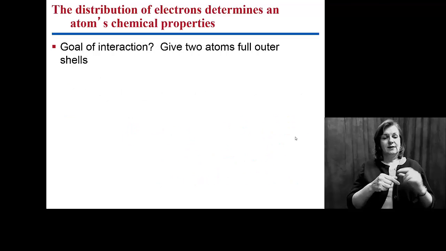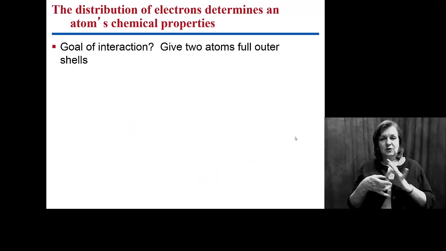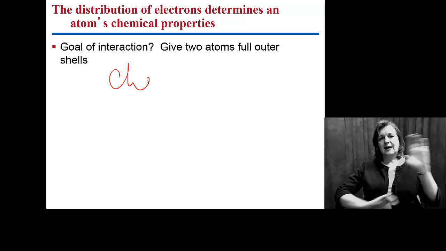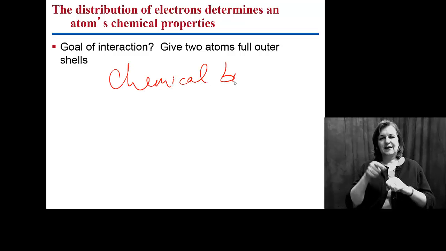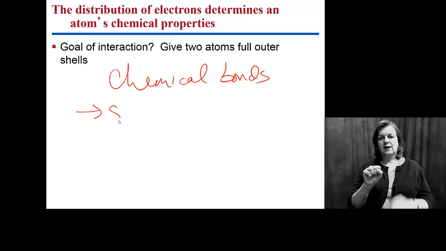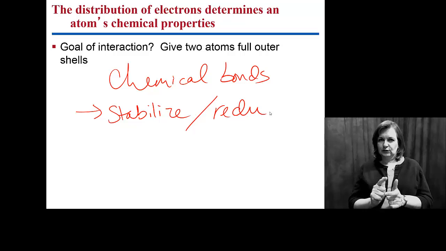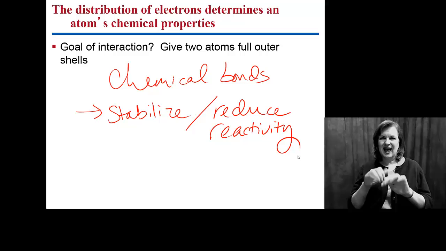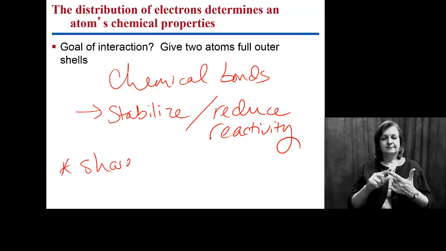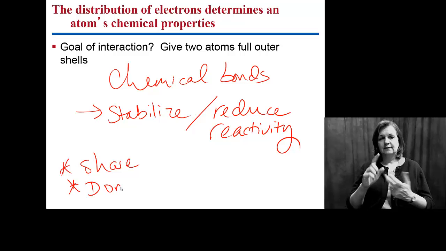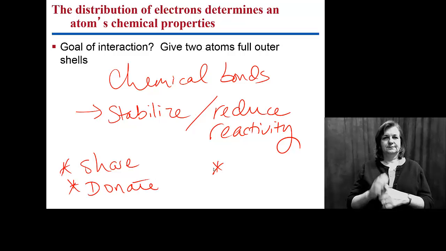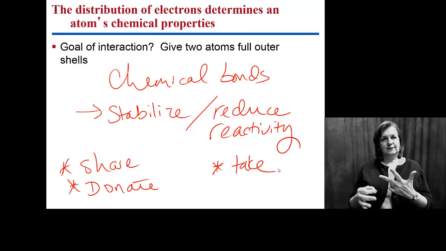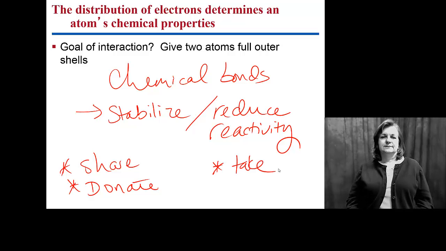So the whole goal of this interaction and this combining of elements is actually to form chemical bonds that are going to stabilize or reduce the reactivity of an element. Okay, so that's really the goal. How are they going to do this? Well, they can share, they can donate, or they can take. So we've got some options here for what's going on.